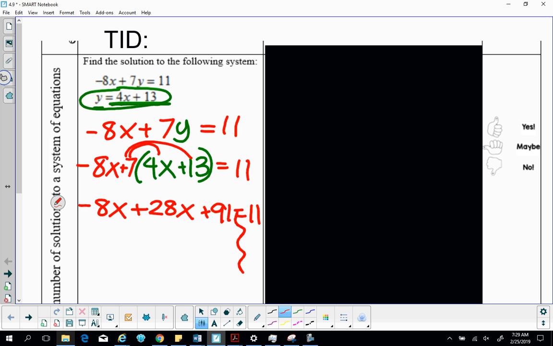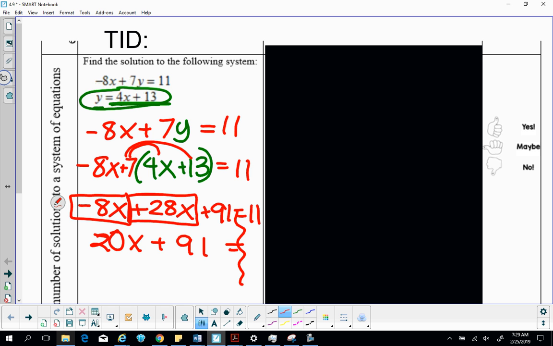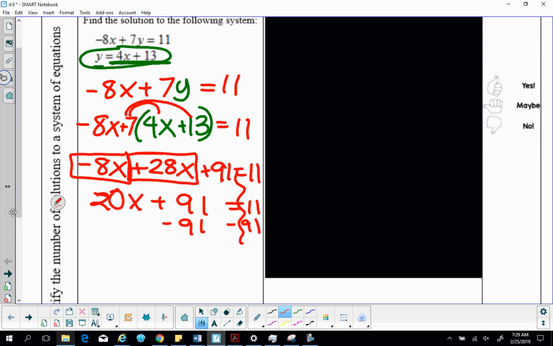Then I draw my river, and I combine like terms. The two terms you could have combined were these two right here. And when you combine them, you end up getting 20x plus 91 equals 11. Then how do I get 91 on the other side? Subtract it, right? So we're going to subtract 91 on both sides. And when I do that, I end up getting 20x equals negative 80.